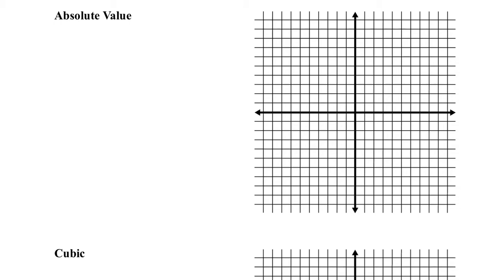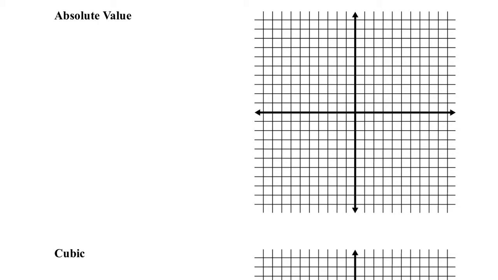So first of all, the parent function. Now, a parent function is the most basic of that type of function. So like if we were talking about a line, the parent function would be y equals x. That's the most basic line you can have. If we were talking about a quadratic function, the most basic one would be y equals x squared. Very simple, very basic. Those are what's called the parent functions.